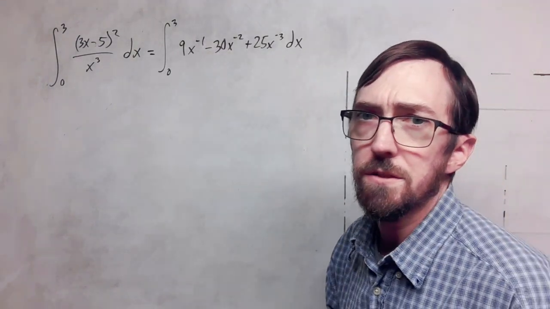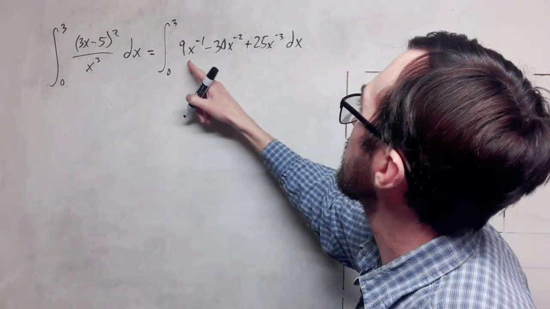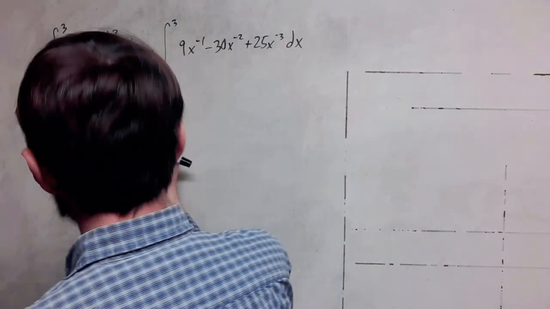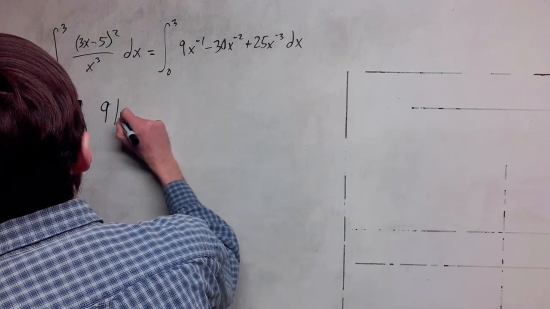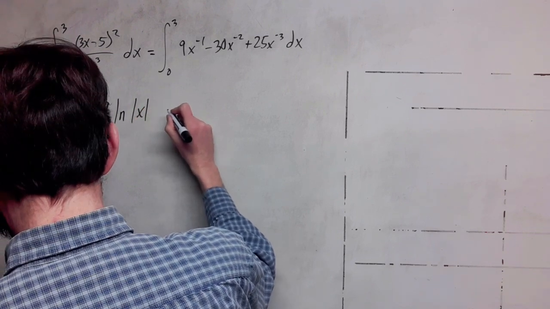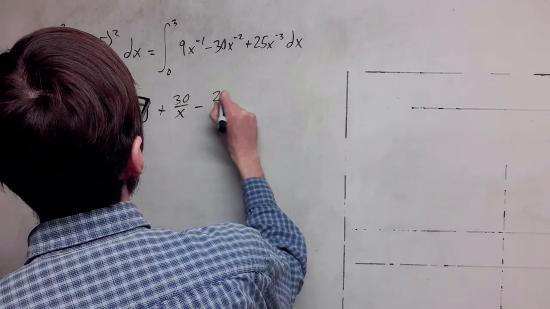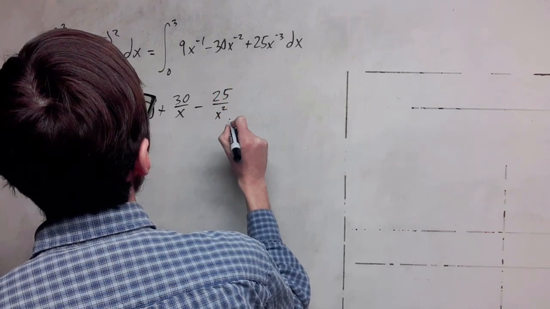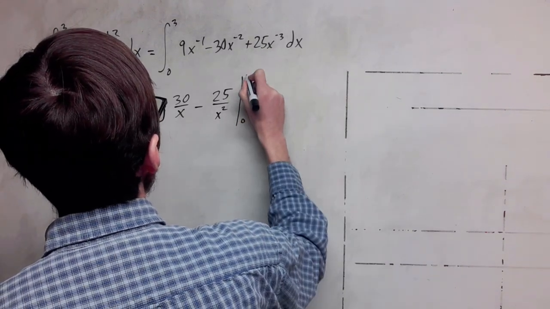Now we have to find the antiderivative for that, and we are going to generate a log here with this. So this is 9 log absolute x plus 30x minus 25x squared, and evaluated from 0 to 3.